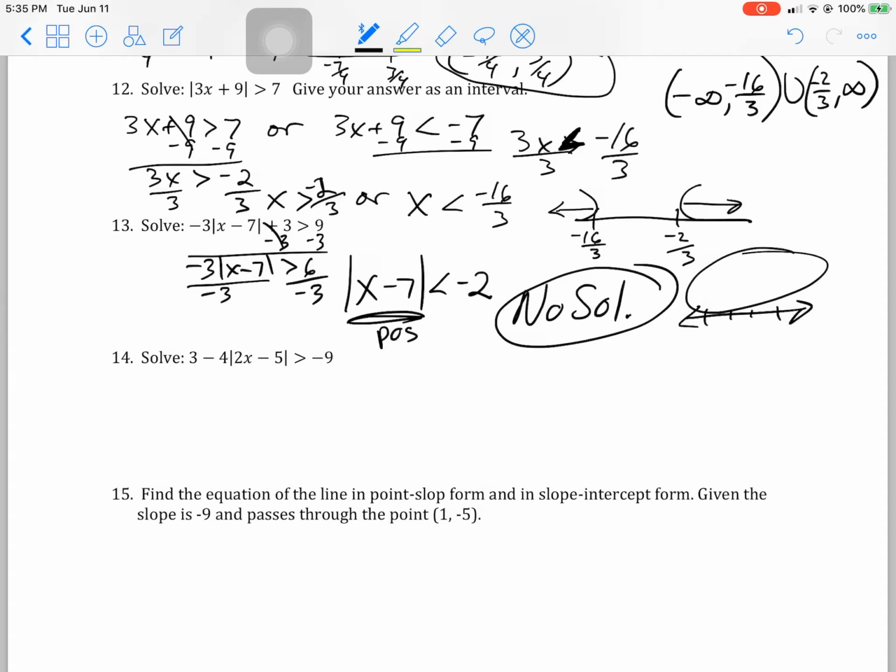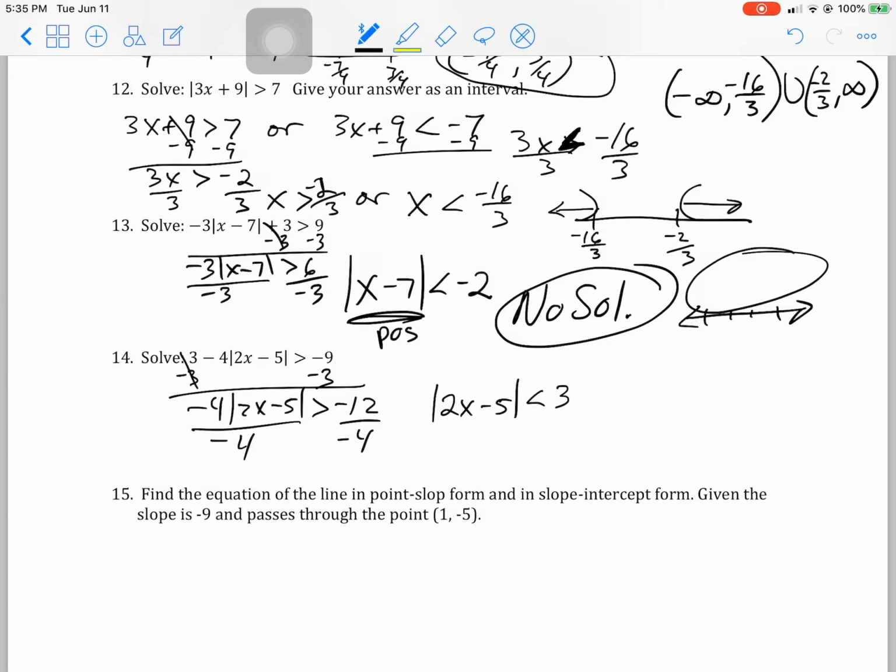Here's another absolute value buried, so let's unbury it here. Divide by a negative, so we're dividing by a negative, so we need to flip the symbol again. So this is 2x minus 5, and it was greater than, we're going to make it a less than 3. So it's going to be a less than, so we now need to put it into a 3-parter. So negative 3 less than 2x minus 5 less than 3. Solve.